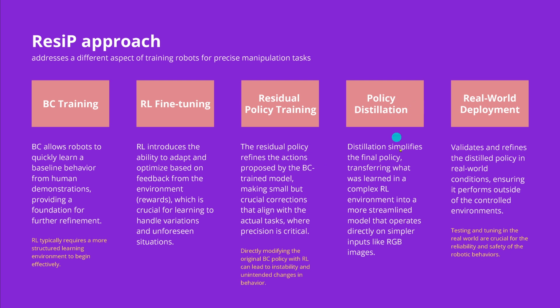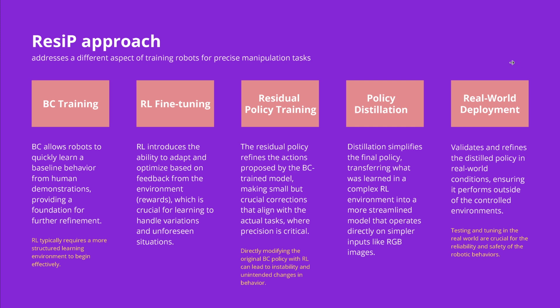Then we have the distillation phase. What the distillation does is it simplifies the final policy, because we want to send it to Mars. So we can't have an extremely complex data stream. It simplifies the policy, transferring what was learned in a complex reinforcement learning environment into a more streamlined model that operates directly on our rover on simpler inputs like the camera inputs, RGB images. And then, of course, we deploy this, we see it in action on Mars, and we have to validate and refine the distilled policy in the real-world condition, and just a tiny bit of training ensures it performs outside of our controlled environments that we build on Earth.